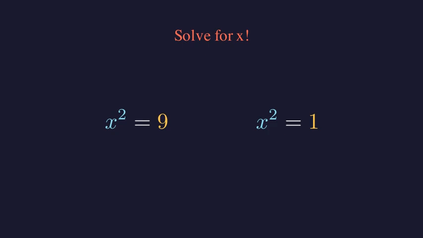To isolate x, we take the square root of both sides. Remember, when you introduce a square root, you must include both the positive and negative roots. The square root of 9 gives us positive 3 and negative 3. The square root of 1 gives us positive 1 and negative 1. So we have found four distinct solutions: 3, negative 3, 1, and negative 1.